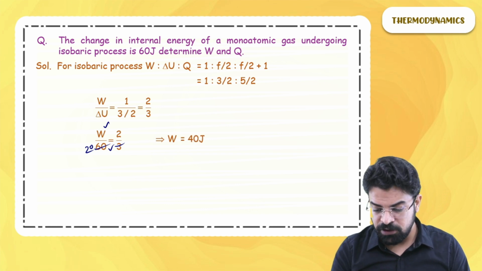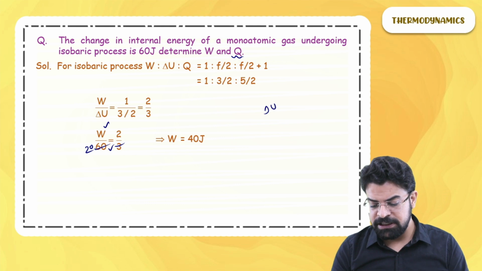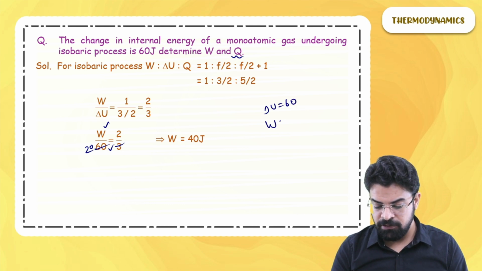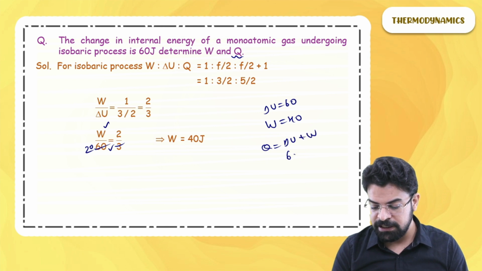Now the next part, what is the heat given? Once you know that the change in internal energy is 60 and the work done is 40, from Q equals delta U plus W, you can write it as 60 plus 40, that becomes 100 joule.